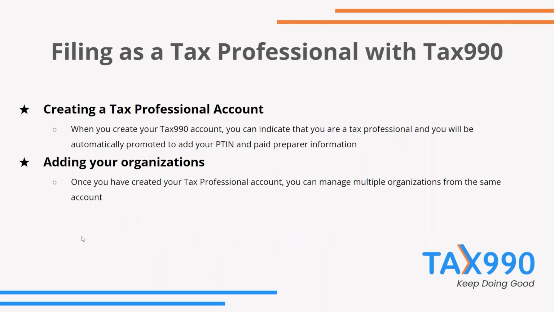When you create a tax professional account with Tax990, you do not need to be an ERO. You will only need an EIN and a PTIN. When you register for a new account, you'll be able to indicate that you would like to create a tax professional account. As a tax professional, you'll be able to manage all the organizations you work with within the same Tax990 account.